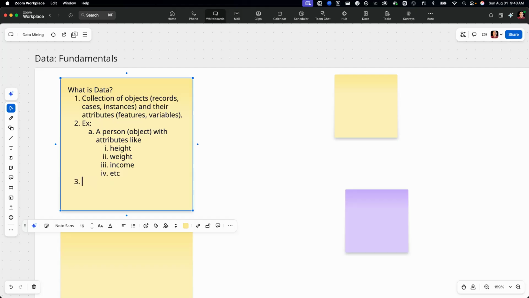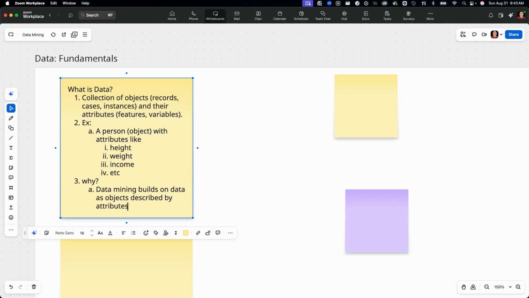All right. So why is this important? Because everything in data mining builds on data as objects described by attributes. This is a foundation. You can't design algorithms that interpret or compare data meaningfully, because data mining builds on data as objects described by attributes. So that's what is data.